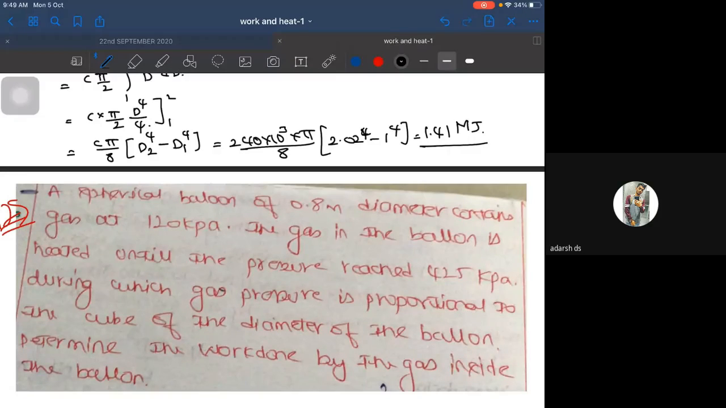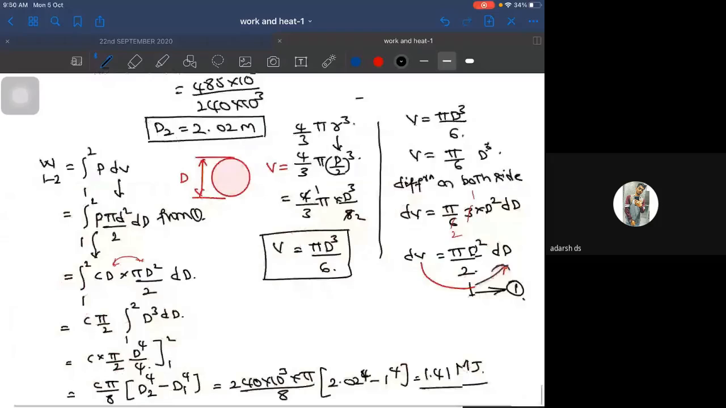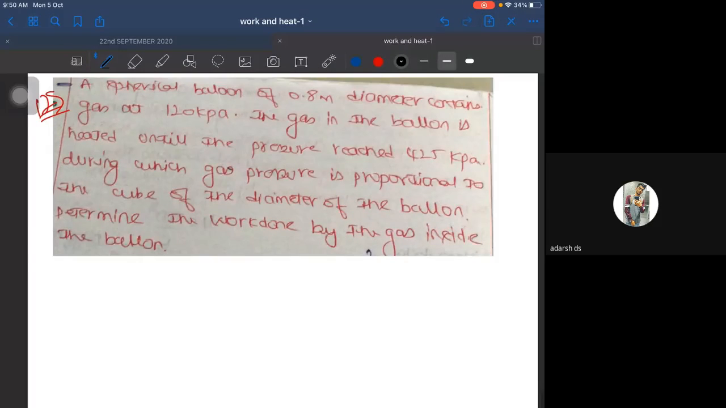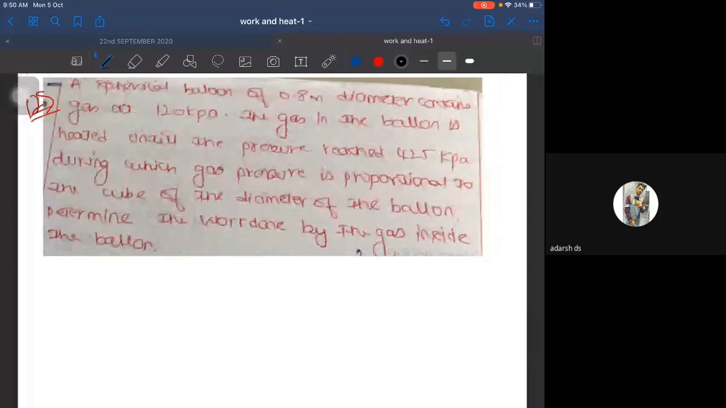How many of you have got the answers for this? Is there any change when compared to the previous problem? What's that change? Muhammad Amin?